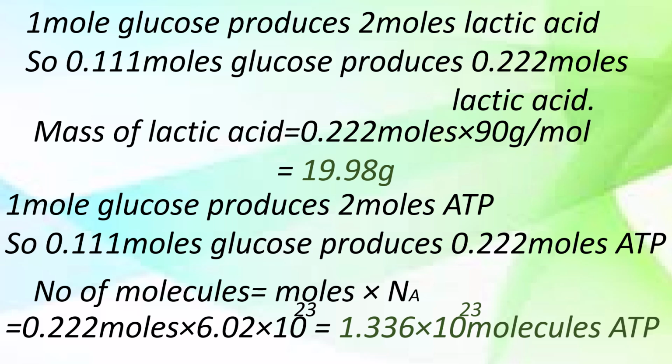Now we will apply the formula. Number of molecules is equal to moles times Avogadro number. We write moles of ATP, 0.222 moles, times the constant Avogadro number, 6.02 exponent 23. After multiplying, the number of molecules of ATP is calculated to be 1.336 exponent 23 molecules of ATP. So we have calculated the mass of lactic acid and the number of molecules of ATP.